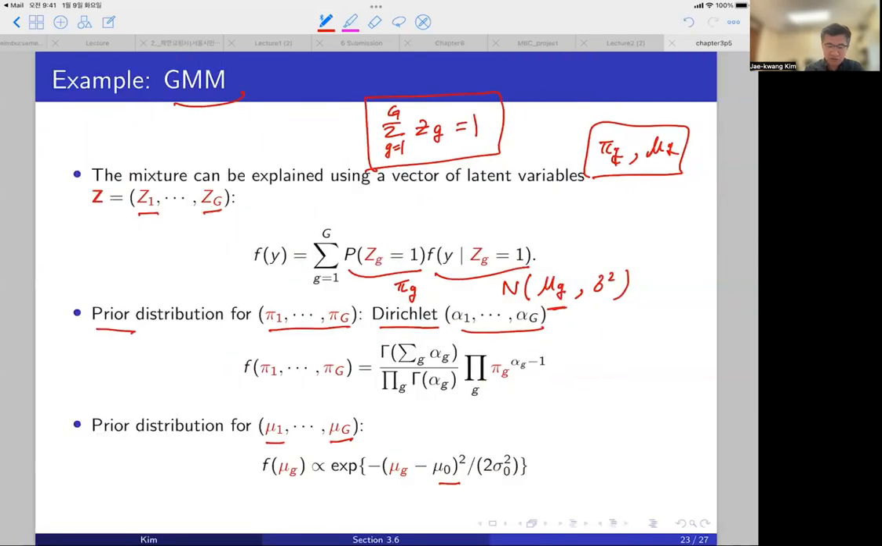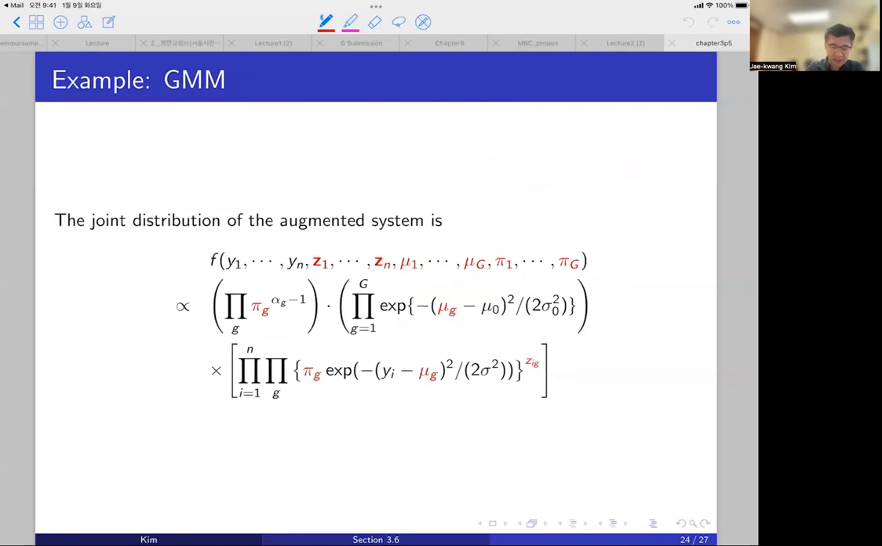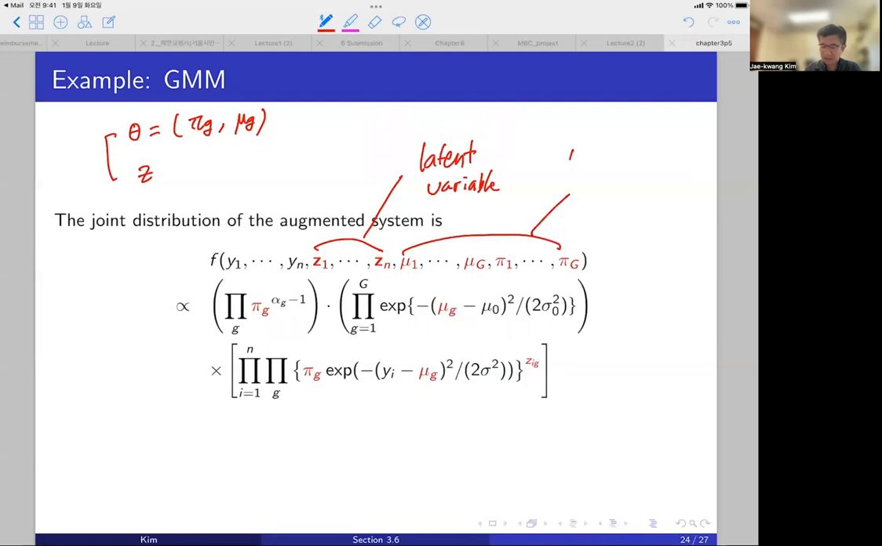So this is the normal prior distribution, and these are the hyperparameters. We won't worry about the hyperparameters at this point. Then to apply the data augmentation, remember we have parameters: pi g and mu g. And then the latent variable is z. So this is the latent variable, and this is a parameter. The latent variable is just a random variable.